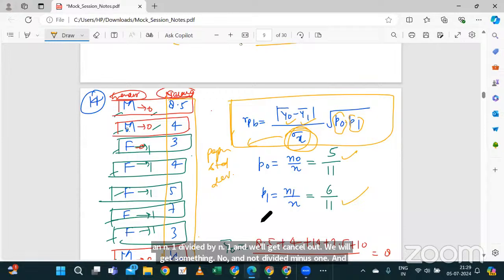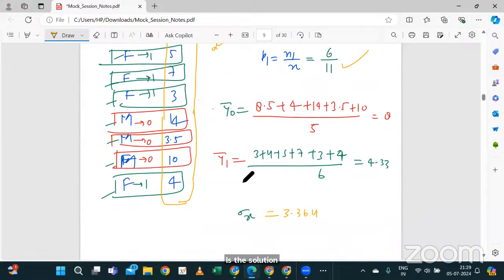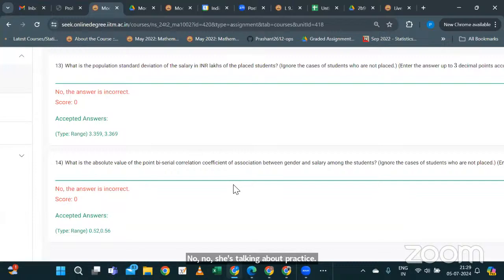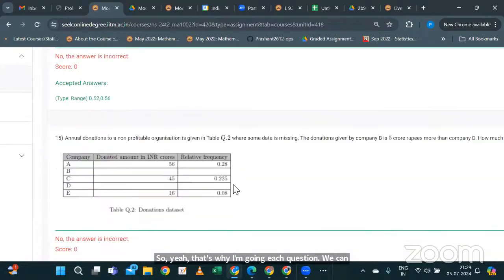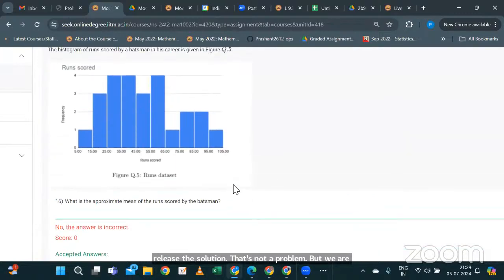out for Mark 1? No, not yet. Okay, because she's talking about some solution as well. No, she's talking about practice. Oh. Yeah. So yeah, that's why I'm going each question wise. We can release the solution, that's not a problem, but we are discussing so that you can get the idea. Yeah. Sir, I still didn't get that.